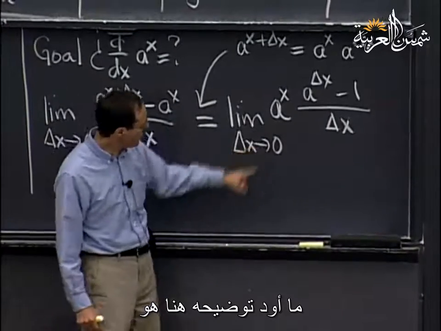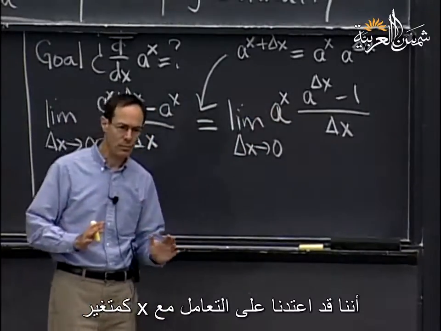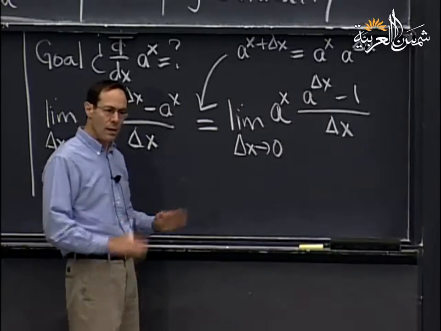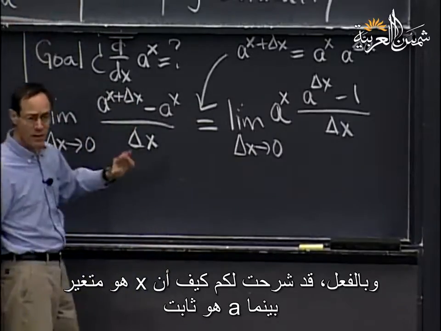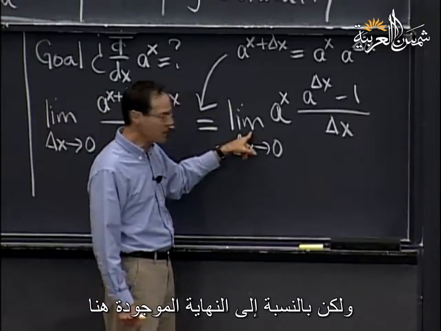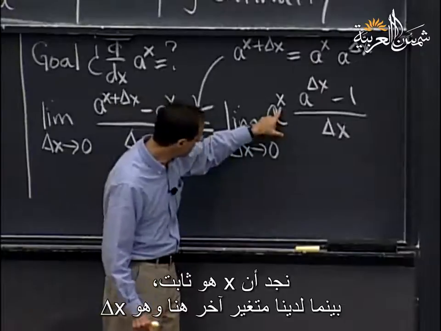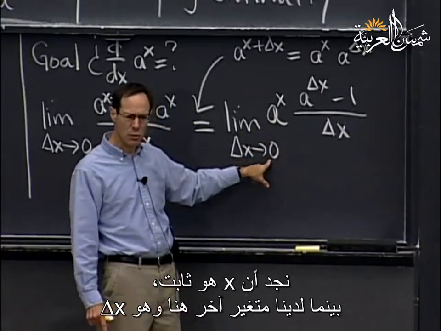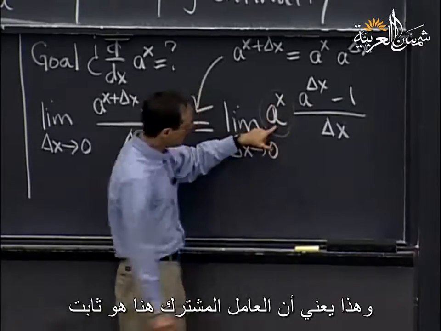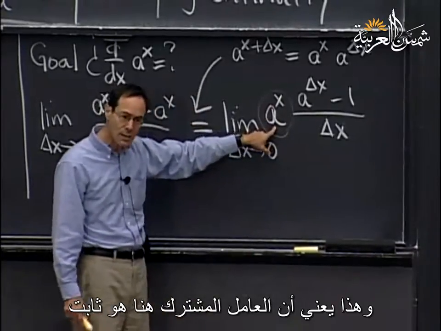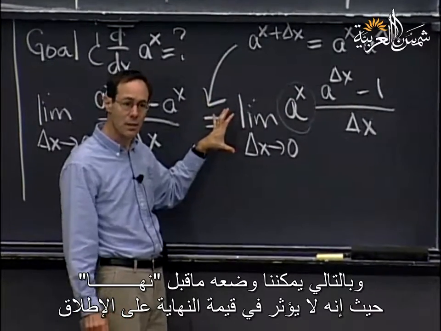The next thing I want to point out to you is that you're used to thinking of x as being the variable, and indeed, already we were discussing x as being the variable and a as being fixed. But for the purposes of this limit, there's a different variable that's moving. x is fixed, and delta x is the thing that's moving. So that means that this factor here, which is a common factor, is constant, and we can just factor it out of the limit. It doesn't affect the limit at all.